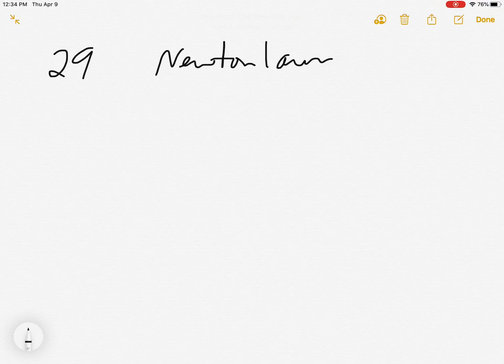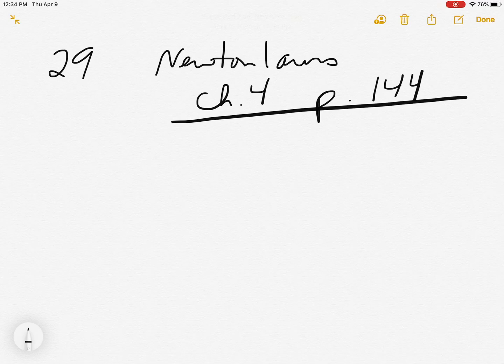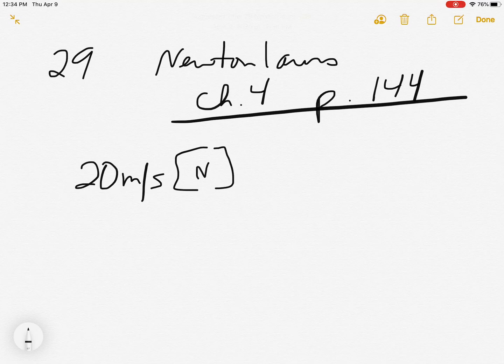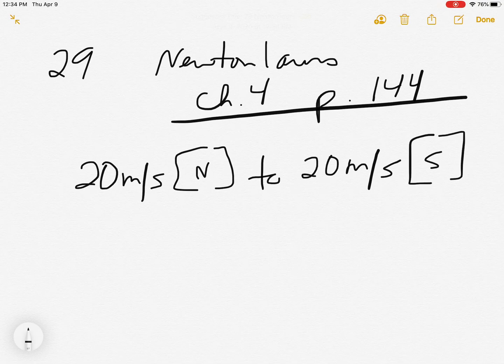29 in the Newton's Laws section, which is chapter 4, page 144. Here we have a car changing directions. So the trick here is to remember your reference frames. It says that the car changes its velocity from 20 meters per second north to 20 meters per second south.